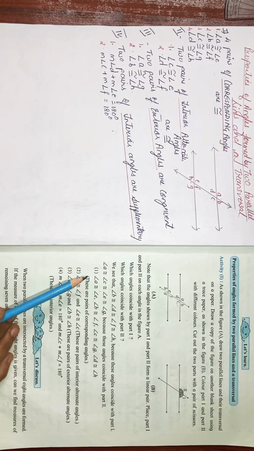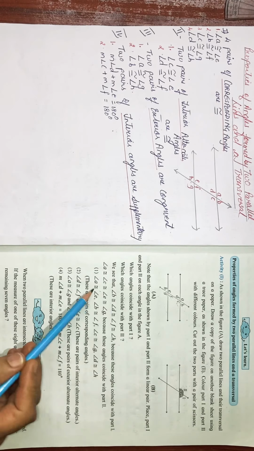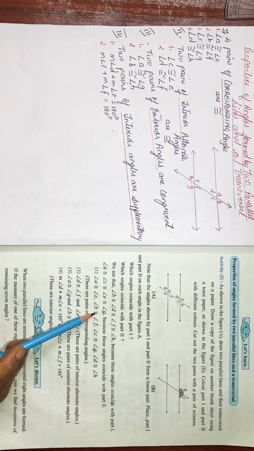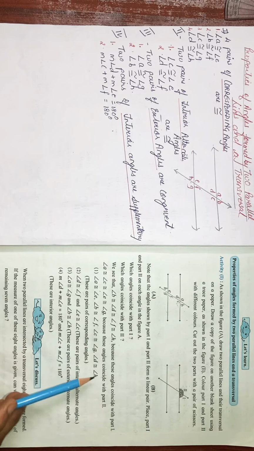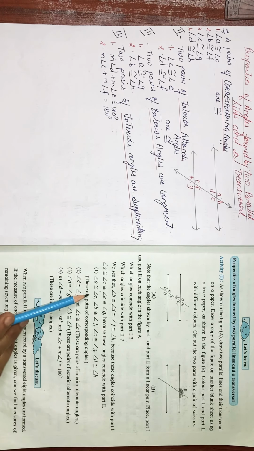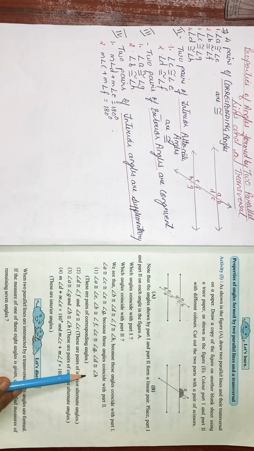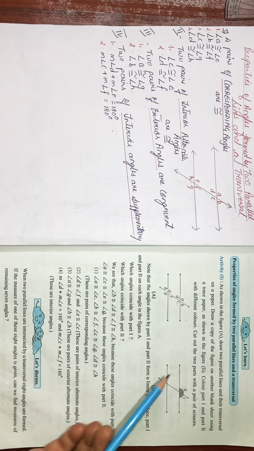So from this we can say that angle A is congruent to angle E, angle B is congruent to angle F, angle C is congruent to angle G, angle D is congruent to angle H because these are pairs of corresponding angles.